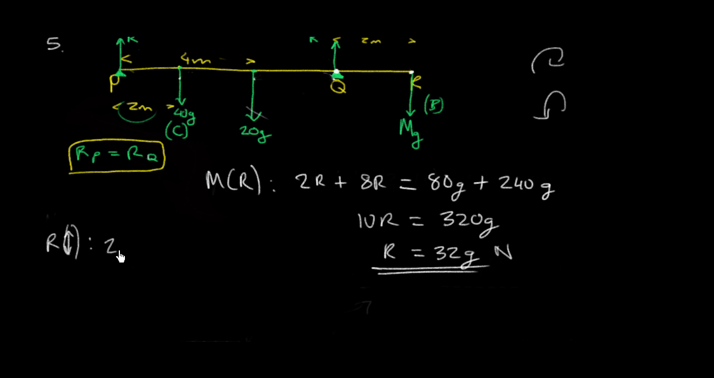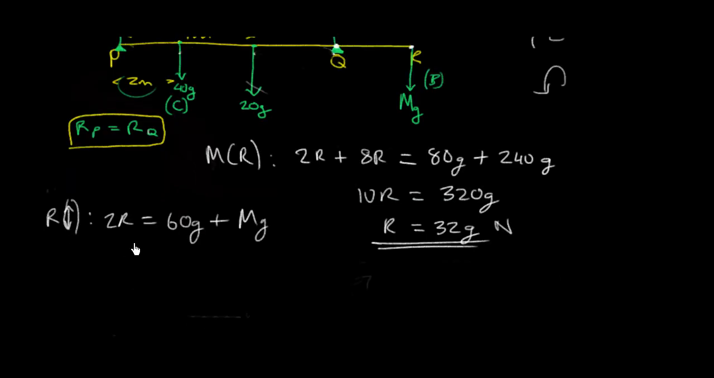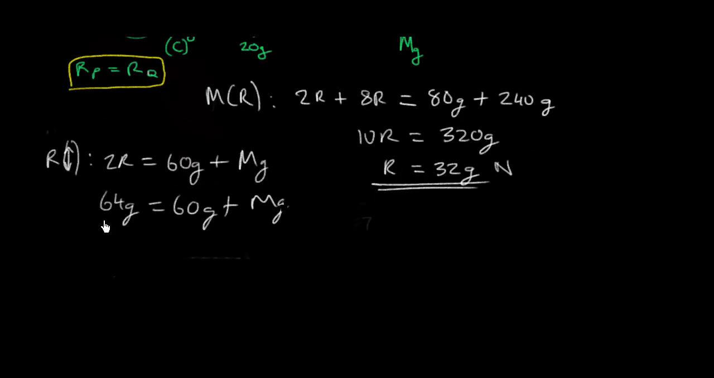Up we only have 2 times r, right? This r and that r. And that has got to equal all of the forces going down, which is 40g plus 20g, which is 60g, plus mg. Now we know that r is 32g, so 2 times that's going to be 64g equals 60g plus mg. Therefore I take the 60g to the other side, I end up with 4g equals mg.